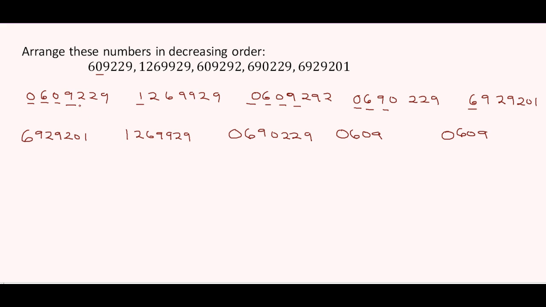Now we have 2 also as the next digit. So we have 2, we have 2. Now the next digit after that, we have a 2 here and we have a 9. So the one with the 9 comes first, and then the one with the 2 is the smallest number.